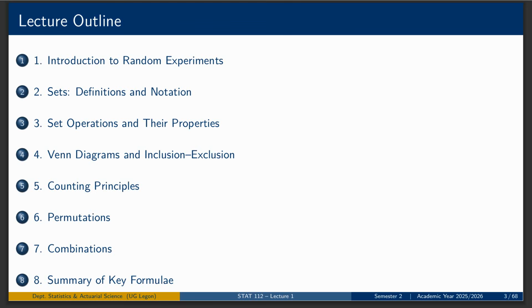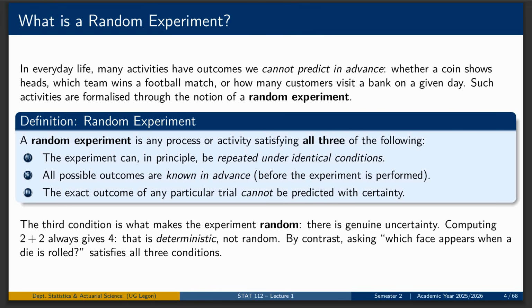All right. In this lecture we are going to talk about some introduction to random experiments. Then we go on to set definitions and notations. Then the set operations and their properties, Venn diagrams and inclusion-exclusion principles. Then counting processes or counting principles. Then we treat permutations and combinations, and we'll end with a summary of some formulas that you need to know for this section.